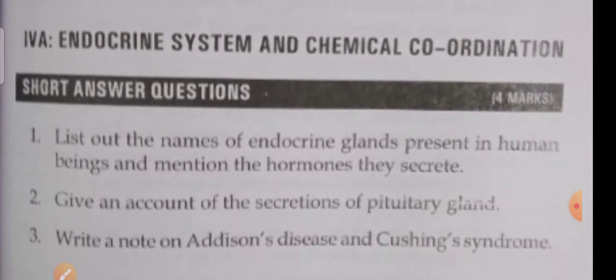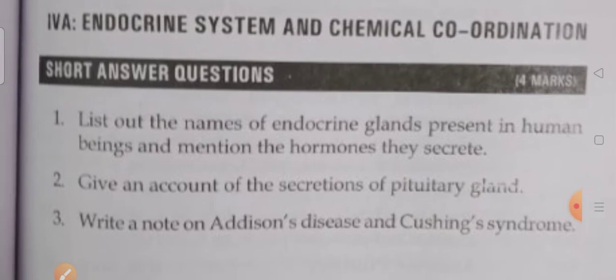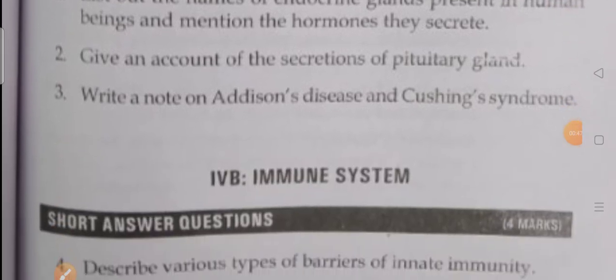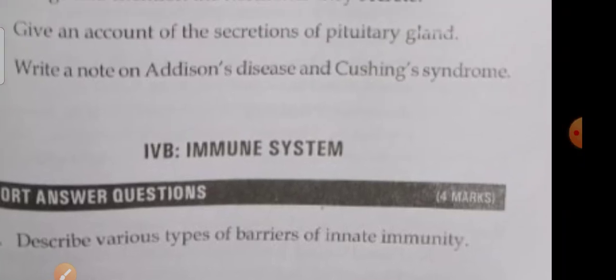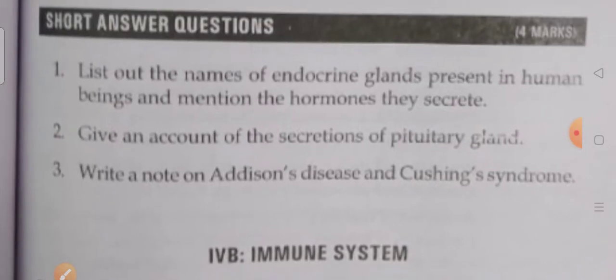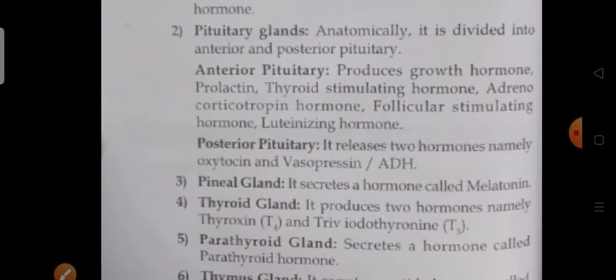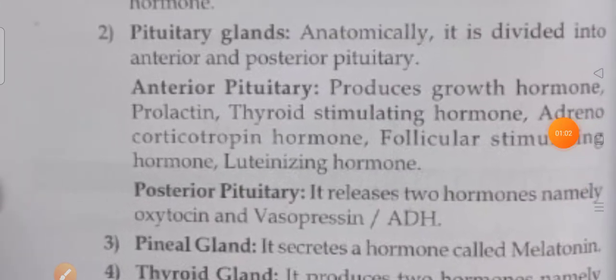List out the names of the endocrine glands present in human beings and mention the hormones they secrete. Next, give an account of the secretions of the pituitary gland. Write a note on Addison's disease and Cushing syndrome. And one more, in the immune system: describe various types of barriers of the innate immunity. These are some of the important questions in unit 4. Now let me see the answers to the important questions.